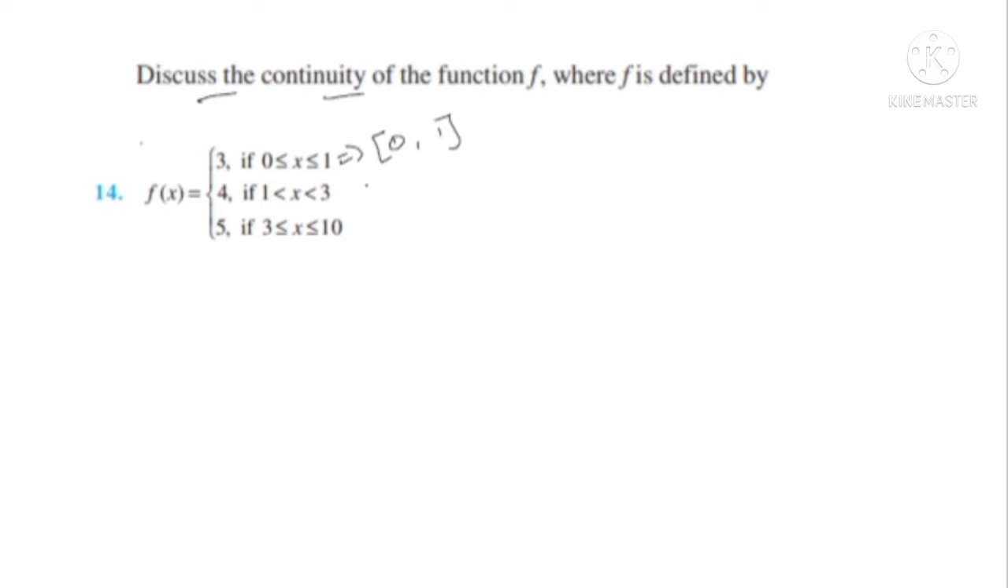Next, 1 less than 3 is an open interval. Because there is no equal to symbol, it is an open interval. Open interval 1 to 3, and here 3 to 10 is a closed interval.